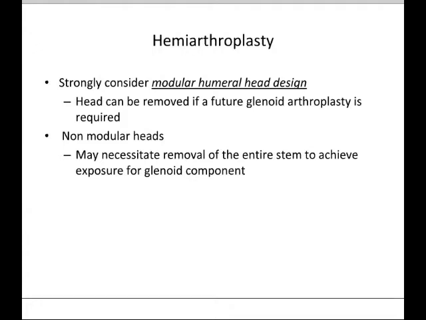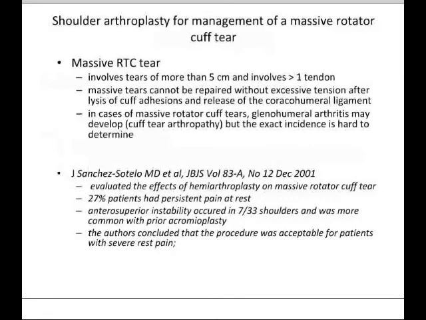In terms of looking at massive rotator cuff tears and shoulder arthroplasty, a massive tear involves more than 5 centimeters and involves more than one tendon. And these are tears that can't be repaired even with cuff mobilization. And glenohumeral arthritis may develop with massive cuff tears, but it's difficult to say exactly what the incidence is.